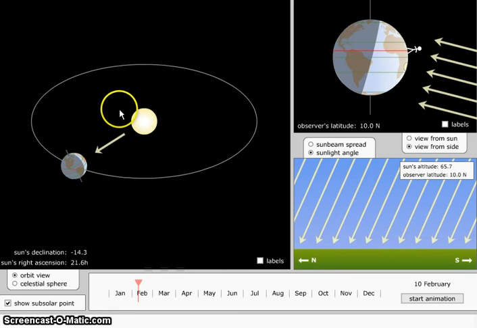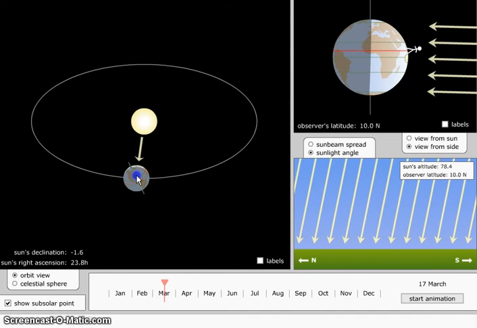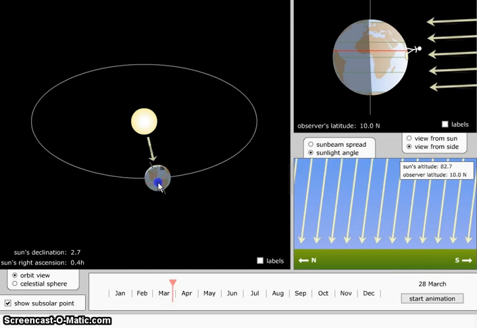Okay, so this over here is showing you the orbital path that the Earth is taking. Notice that the axis of rotation is always going to be tilted this way. Right now we're experiencing late winter, early spring. If I move it now, you see it's still pointing off in the same direction. It's always pointing towards the North Star.